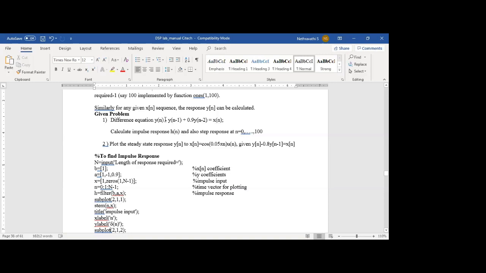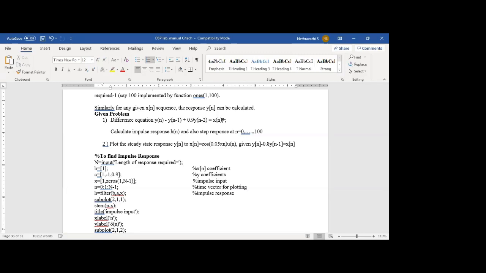If my difference equation is something like this, that is x of n plus 0.2 into x of n minus 1 plus 0.3 into x of n minus 2, then what will be my coefficients in the B parameters? It will be 1, comma 0.2, comma 0.3. Are you getting it? See here, I've just added this in the same thing.